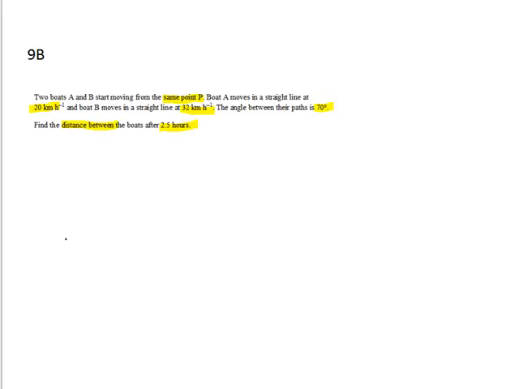So we'll start with point P, and we'll say that boat A moves in a certain direction, boat B moves in a different direction, and the difference between them is 70 degrees. After 2.5 hours, each boat is going to have moved a certain distance. Distance is equal to velocity times time. So given their velocity and time, we ought to be able to find how far they moved.